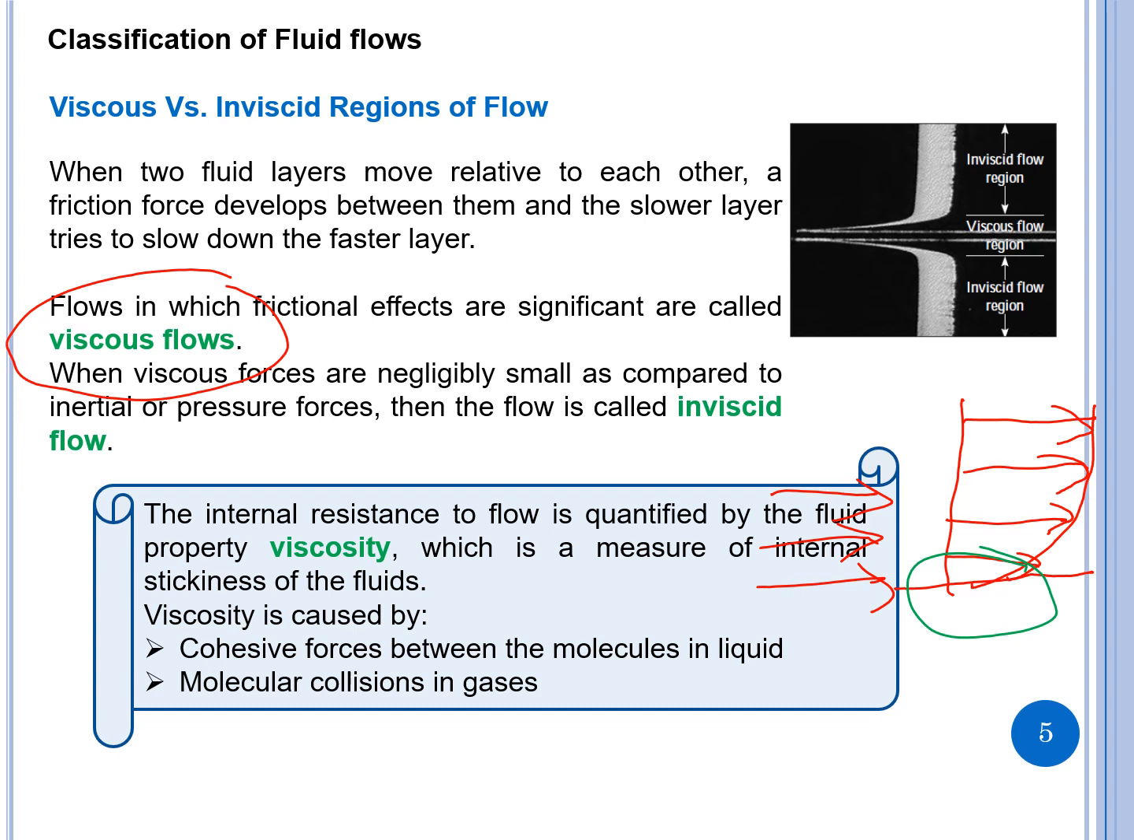Now near to the boundary here, there is a viscosity dominated flow. We call this kind of flow viscous flow. As we go away, if I go further away from here, then the velocity will become uniform. This region is called inviscid region, and that flow is called inviscid flow.